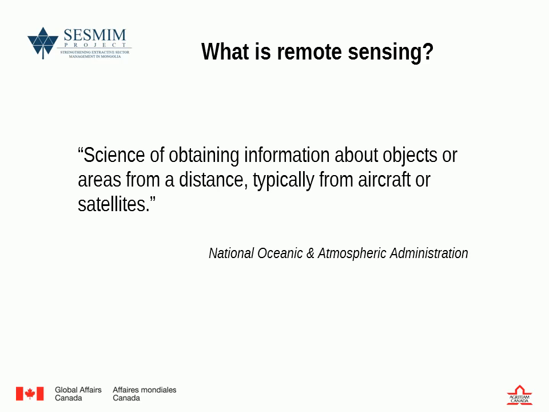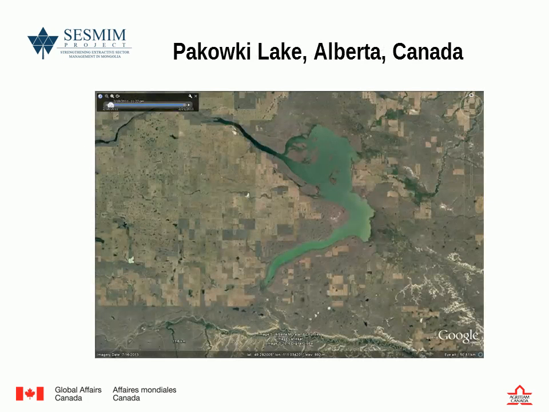So I think we had this definition of remote sensing. Okay? Yes. It's the science of obtaining information about objects or areas from a distance. So the first one I'm going to talk to you about is Pakauke Lake in Alberta. This is when I was doing water resource consulting.